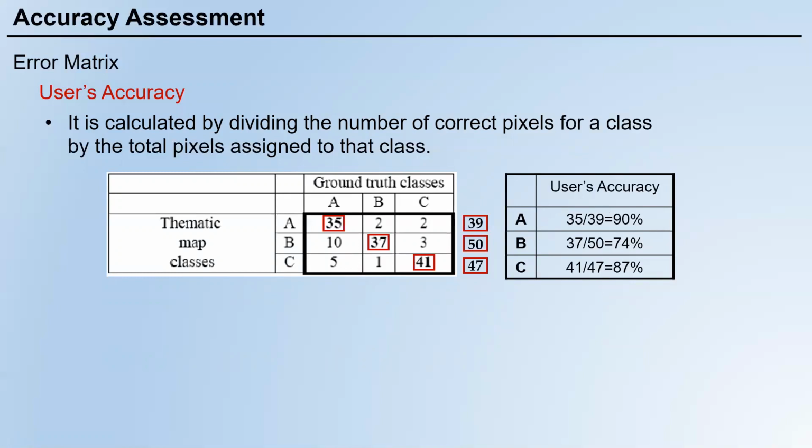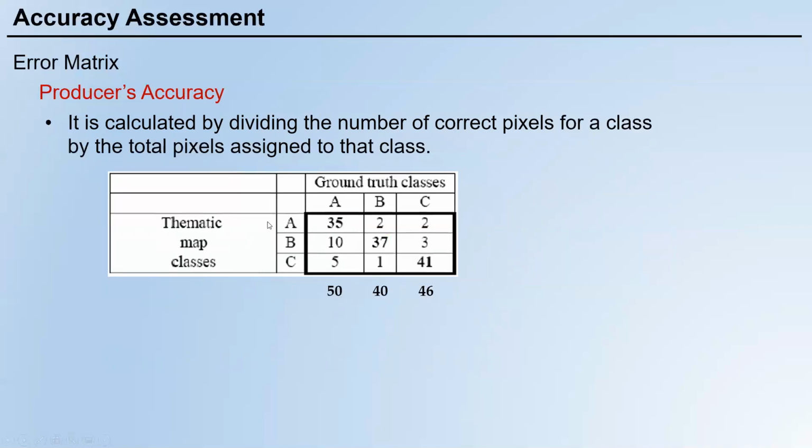Okay, if you are using another part of the image to do the same thing, or if you are using the same method on a totally different image, this user's accuracy for different classes could change. Okay, it all depends on your specific error matrix.